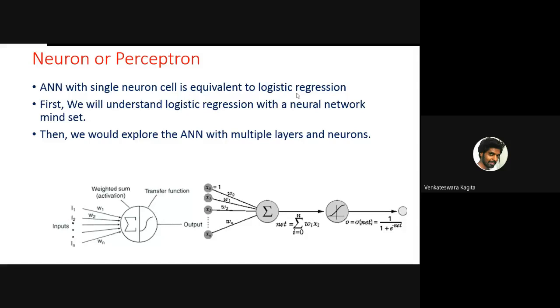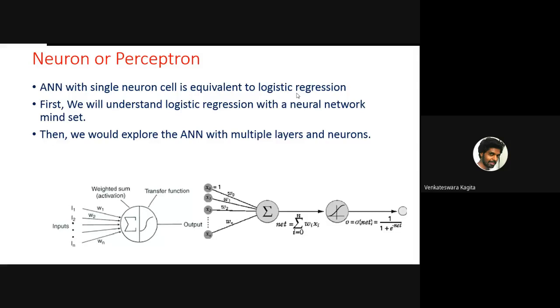This is an artificial neuron, again like the single biological neuron that we have seen in the previous slides. An artificial neural network with a single neuron cell is equivalent to logistic regression. So first we will understand logistic regression with a neural network mindset, then we would explore the ANN with multiple layers and neurons.